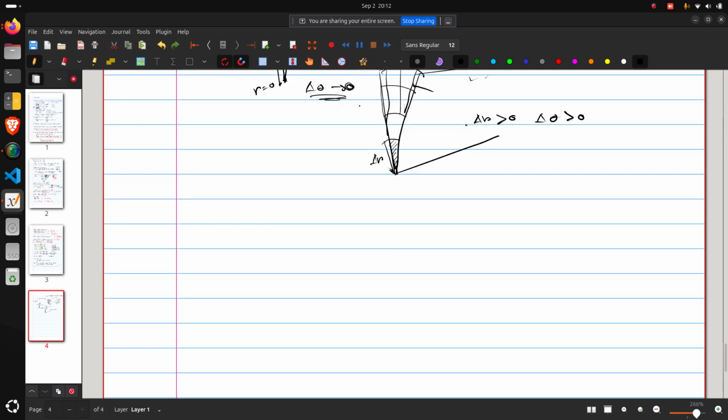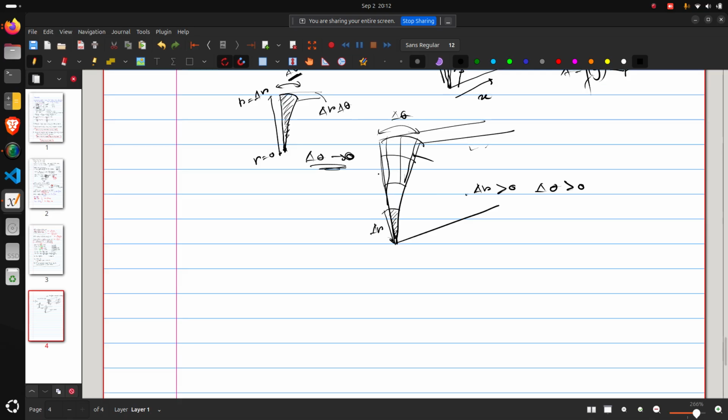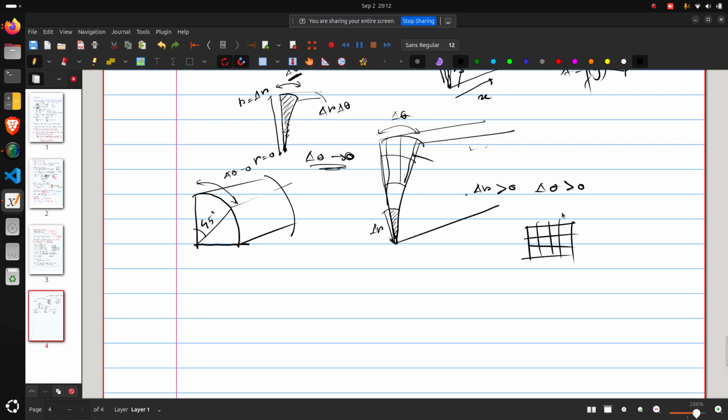For example, if we want to simulate a pipe, you have to either do a simulation of 45 degrees where delta theta is 45, or you will take something like theta equal to 90 degrees and simulate it. You will never have a delta theta of 0. If delta theta is 0, then it will be straightforward a 2D domain, so there will be no distinction between an axisymmetric mesh and a 2D mesh. You understand my point?